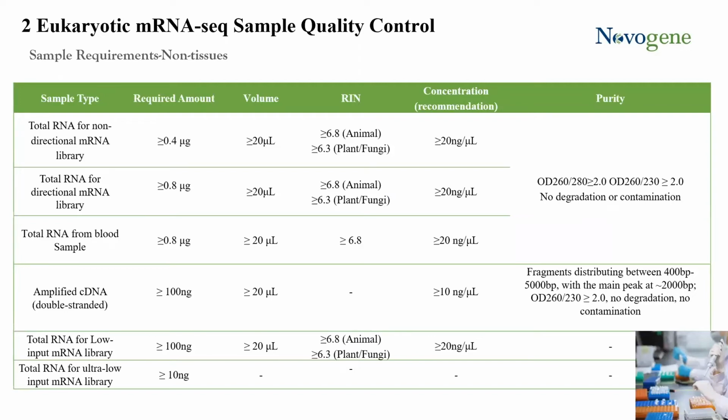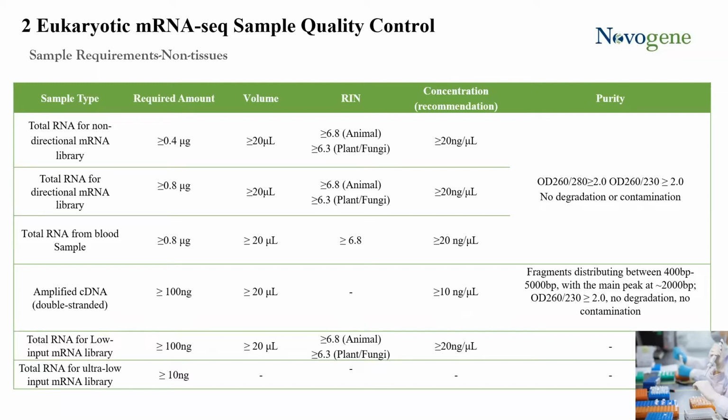This is another slide talking about if you're trying to submit total RNA, which is the non-tissue sample for RNA-seq service, then here are the amounts for different library types that we offer. For total RNA for non-directional library prep, we recommend submitting greater than or equal to 0.4 micrograms and a volume of greater than or equal to 20 microliters, or RIN values of greater than or equal to 6.8 for animals and greater than or equal to 6.3 for plant and fungi, and a concentration of greater than or equal to 20 nanogram per microliter.